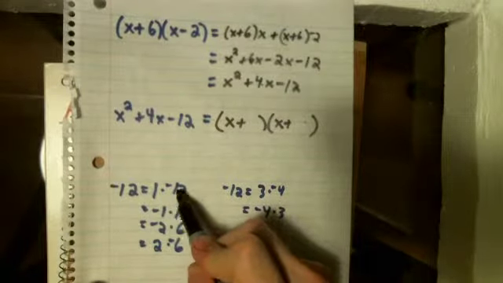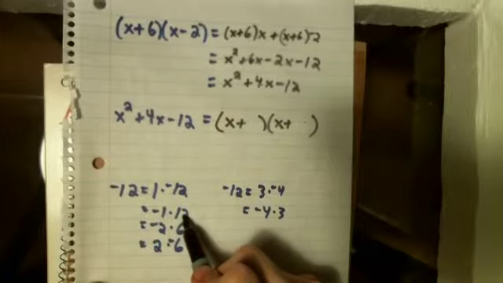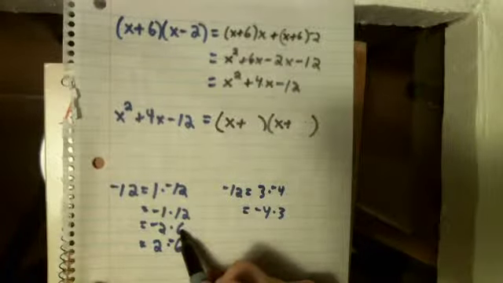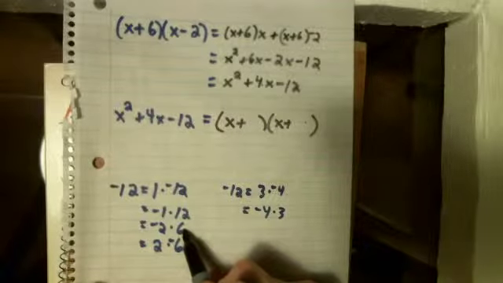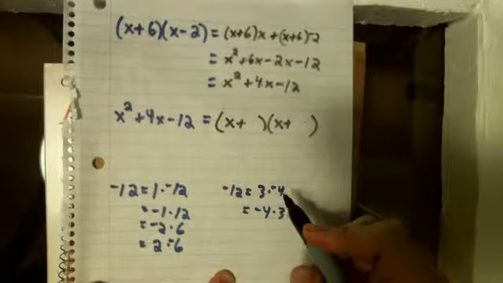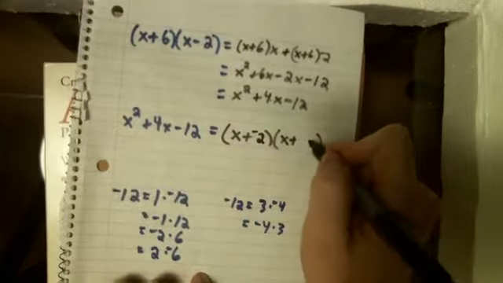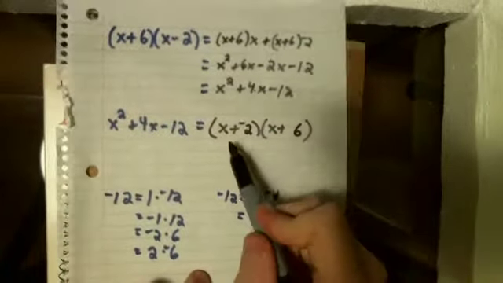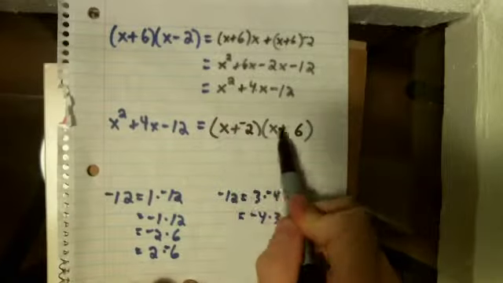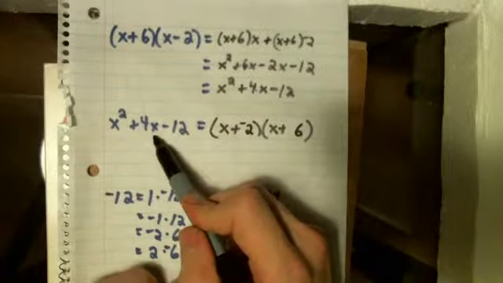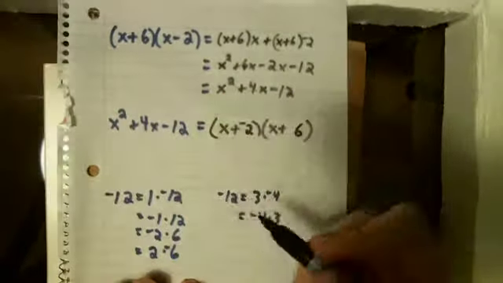So if we just go through this list, we see, okay, 1 plus negative 12 adds up to negative 11. All right, that doesn't work. Negative 1 plus 12 adds up to 11. That doesn't work. Negative 2 plus 6 adds up to 4. Great, so we're done. So I can put a negative 2 here, and I can put a 6 here. And now I can check if I'm right. I can check that if I expand this, it will give me this.